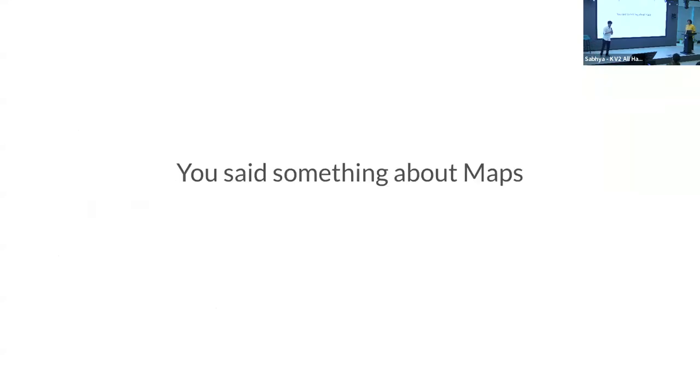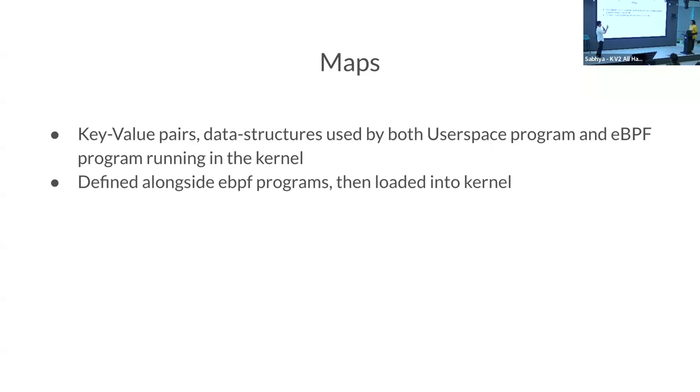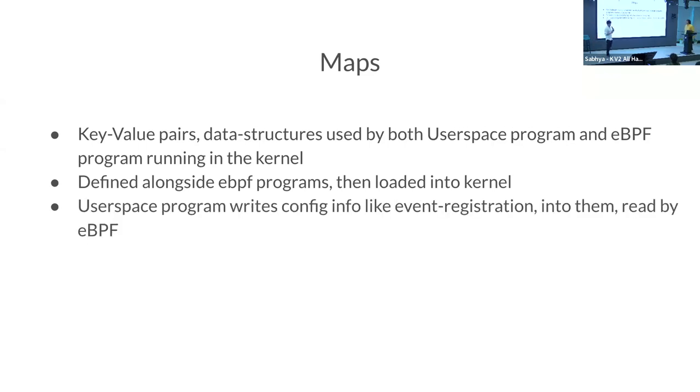You said something about maps. Yes, I did. Maps are very important. They're a very important concept in eBPF programming in general, but what they basically are is key-value pairs and data structures that are used by both the user space program that loads the eBPF program into your kernel and the eBPF program itself. They are defined alongside the eBPF programs and are loaded into the kernel with it.